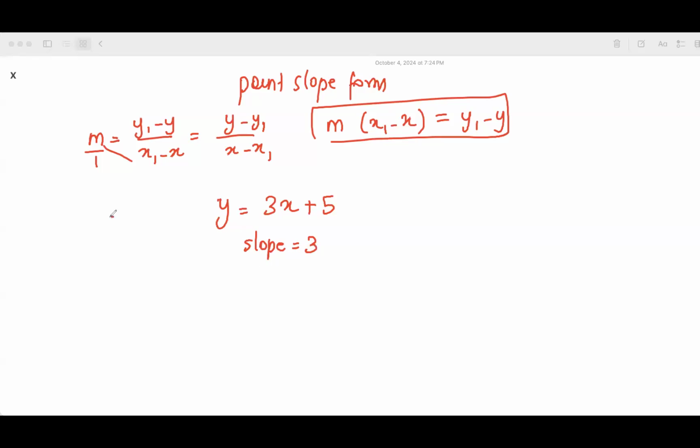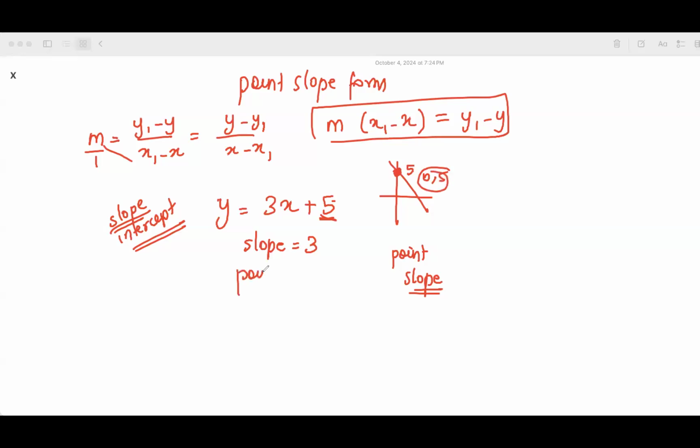Okay. Now, you're given the slope intercept form. Suppose I ask you to write it in point slope form, what do you need? You need a point and a slope. Slope you already have. But here you're given an intercept. Intercept is nothing but where the line cuts the y-axis, right? If this is 5, what is this point? 0, 5. So you have a point.